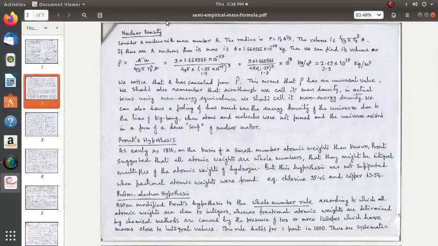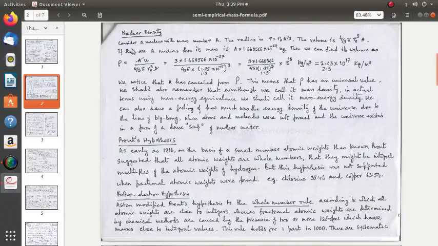Next we have to know a little bit about what is the nuclear density. So does it depend on the value of A? Does it depend on the value of Z? Does the nuclear density change from one element to another element? For example, nuclear density in hydrogen, will it be different from nuclear density of iron? Will it be different from nuclear density of uranium? So that is a very relevant question.